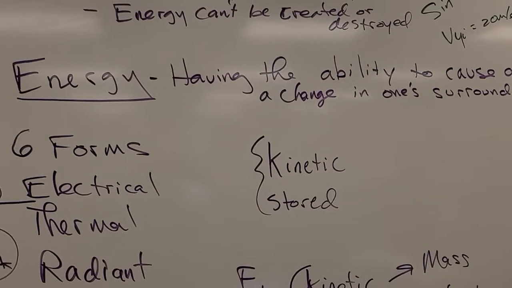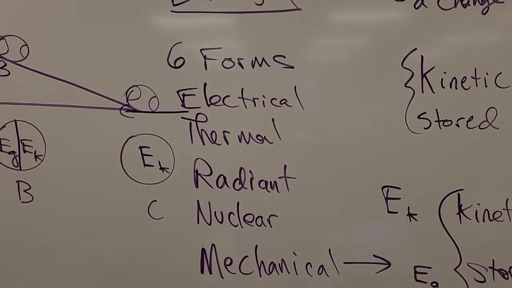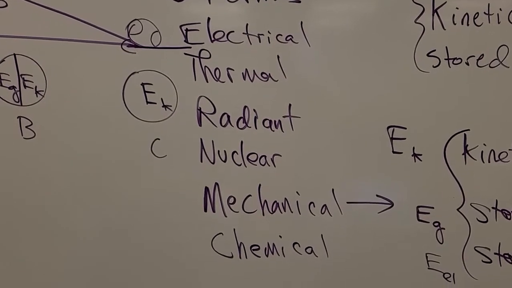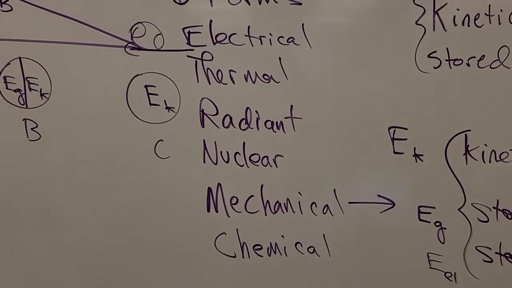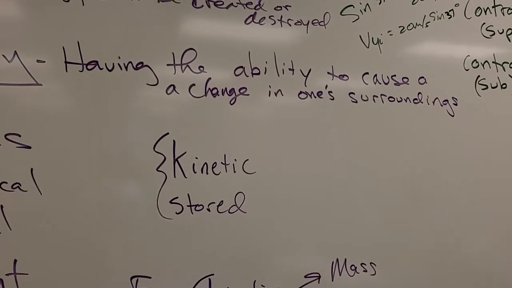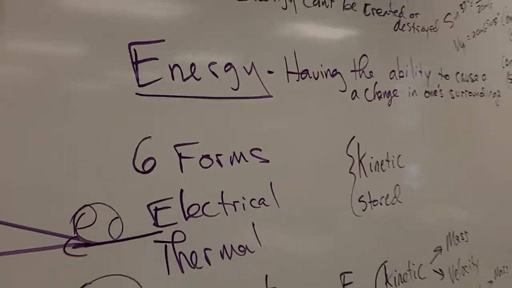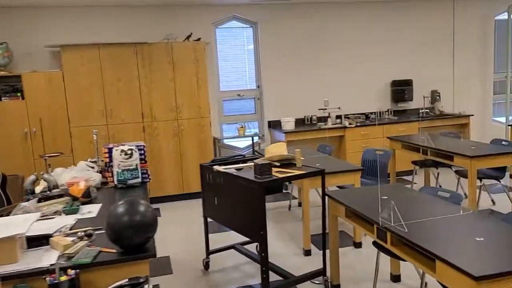And so, again, these 6 forms of energy, anything that has what we would call those 6 forms of energy, those things have the ability to cause a change in the surroundings. As vague and as general as that could possibly be. So now let's head over here.